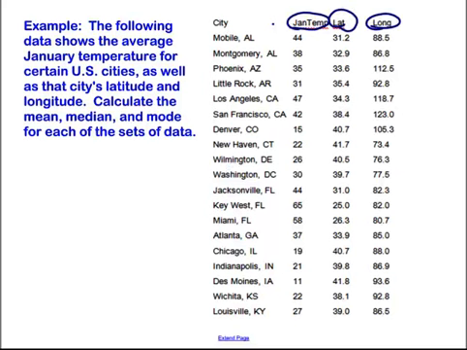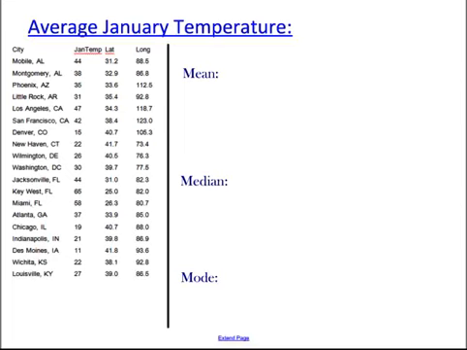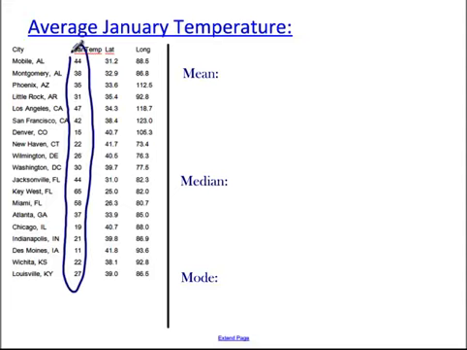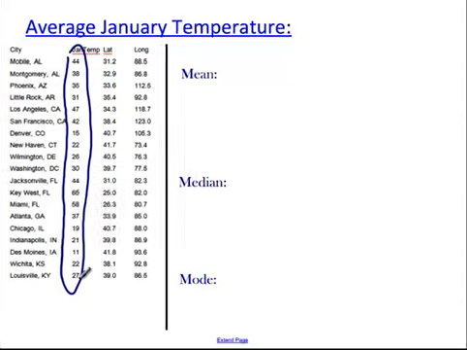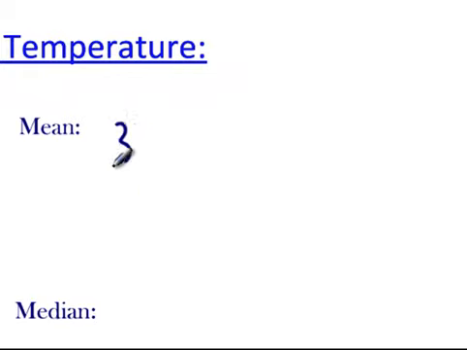All right, so the first thing we're going to do is look at the average January temperature. To find the mean, we're going to take these numbers here, add them all together, and then divide by the number that we have. There are 19 cities, so we're going to add 44 plus 38 plus 35 plus 31, and so on, all the way down to 27, and divide by 19. When you do that, you should get a mean temperature of 33.37.